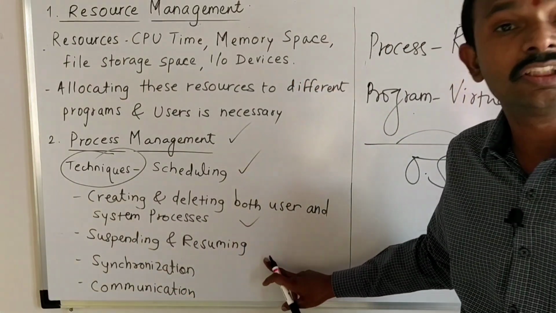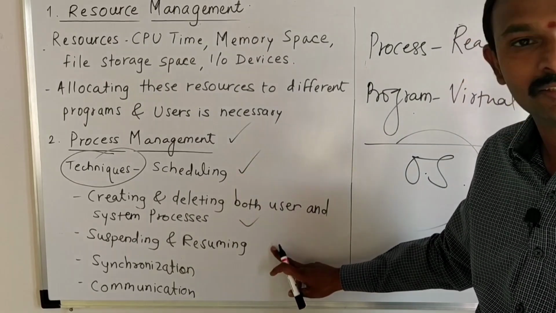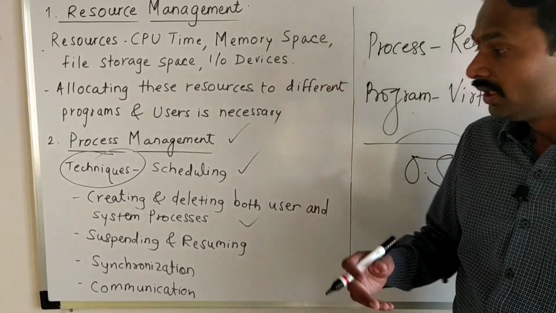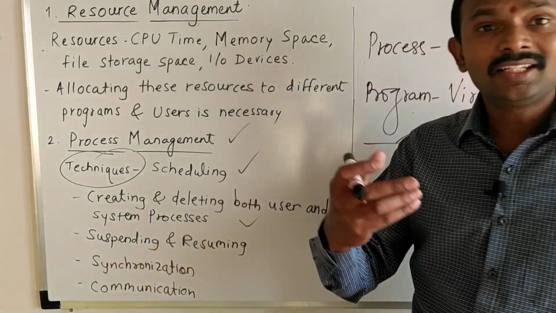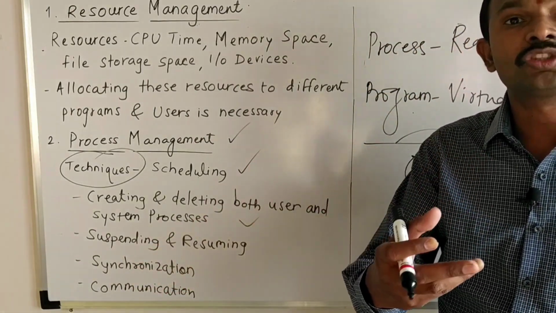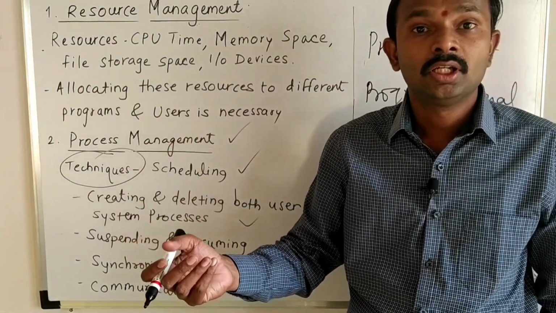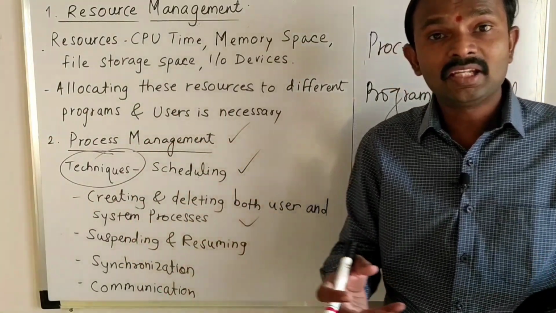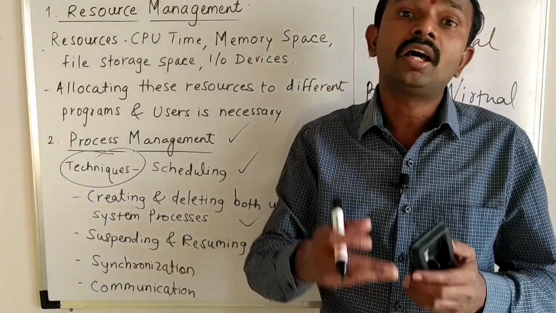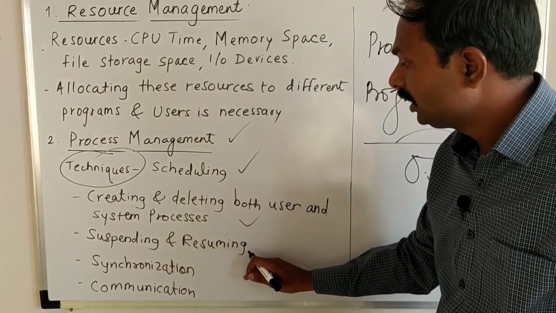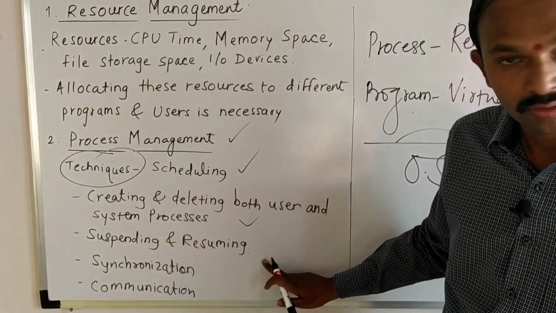Suspending and resuming the processes. This is again an important process management technique. Suspending means for some time duration, let us keep that particular process in a queue. Suspending is not deleting of the processes. Once the application is resumed, the suspended process can come in the running queue. Then resuming. So a suspended process can be resumed.